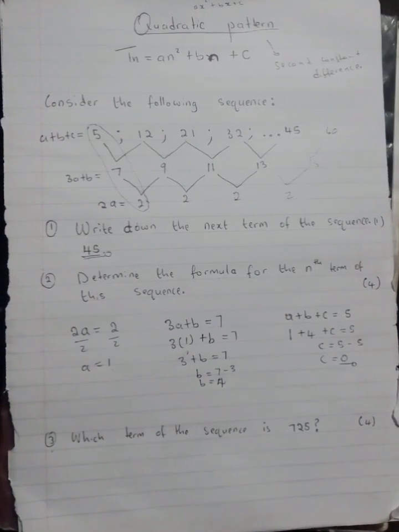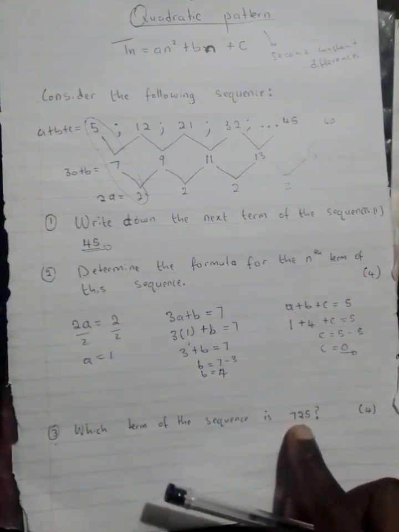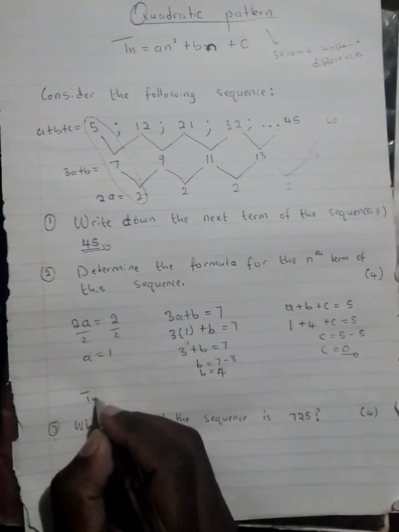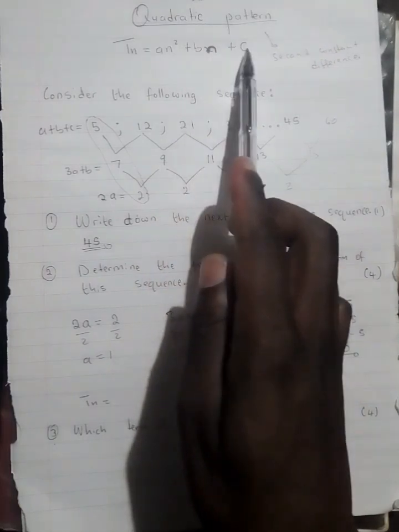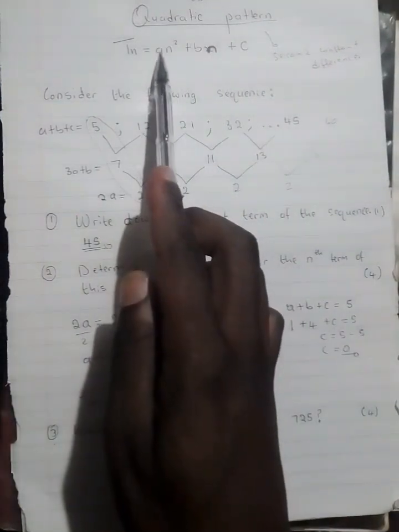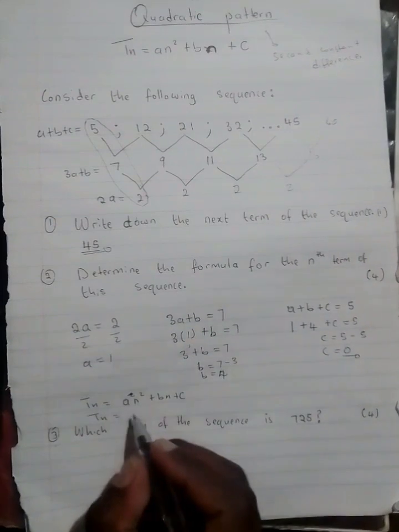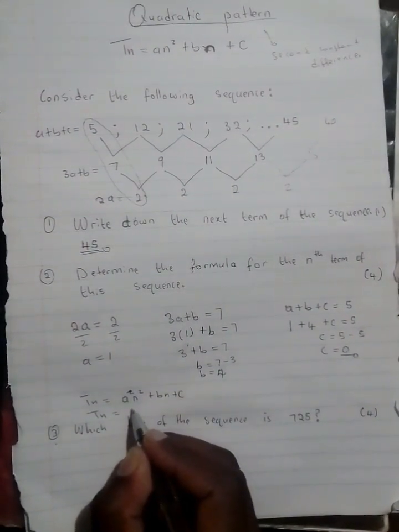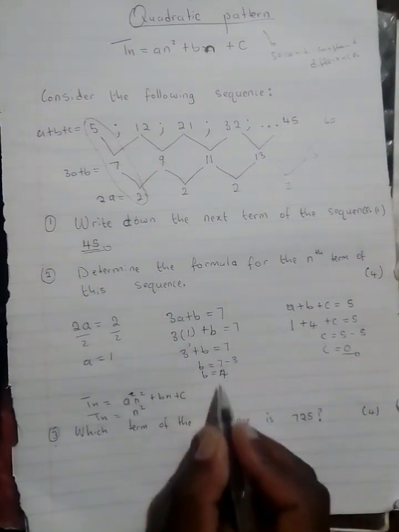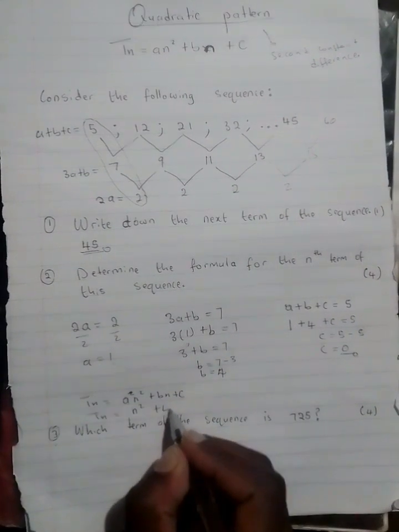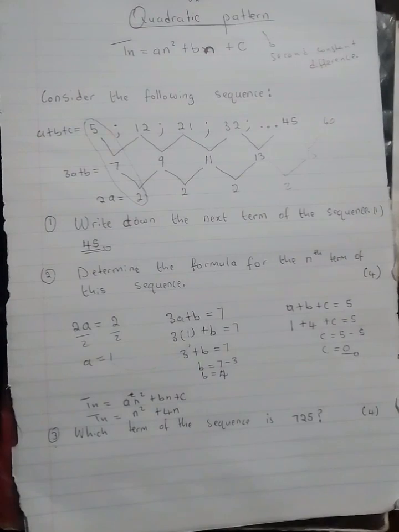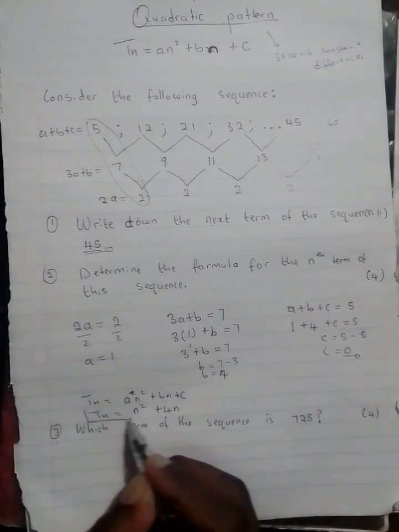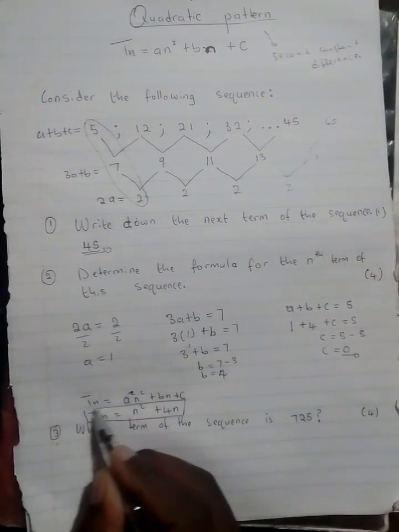Now we got the value of a, the value of b, and the value of c. We can go ahead and plug into our general formula. Remember, I wrote it there at the top, it is an squared plus bn plus c. The value of a, when I see a, I'm going to write 1. Therefore it is going to be 1n squared, which is n squared, and b is going to be 4, which is 4n, and c is 0. Don't need to write c, therefore we just got our general answer. Easy as that.